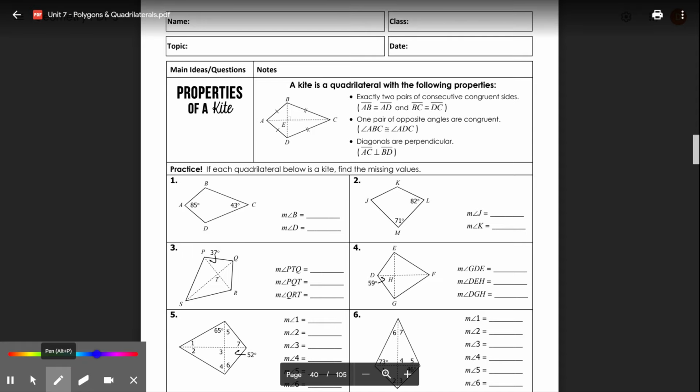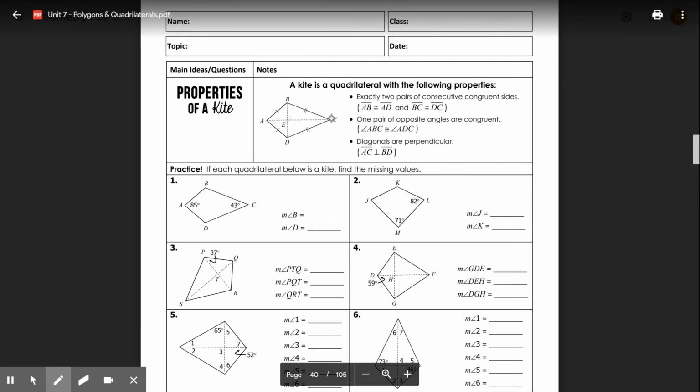In this lesson, we're going to be looking at kites. And so a kite is a quadrilateral with the following properties. So it has exactly two pairs of consecutive congruent sides. So AB, this side, is congruent to AD, and BC, right here, is congruent to DC.